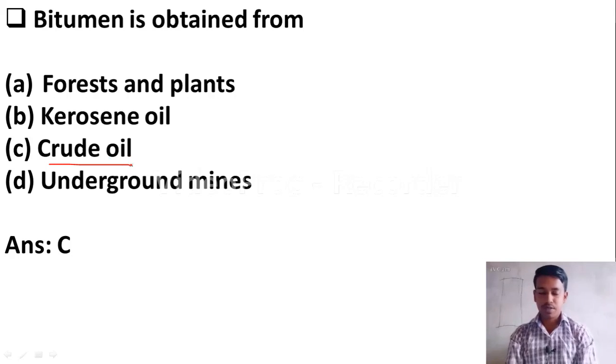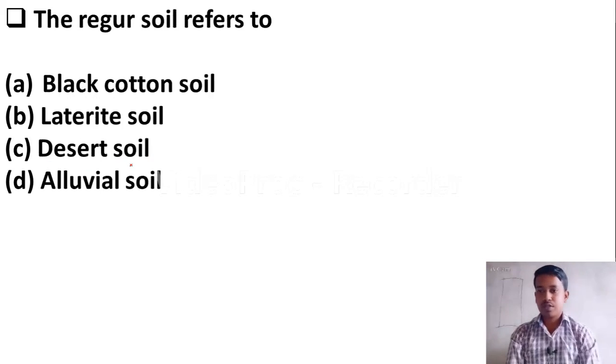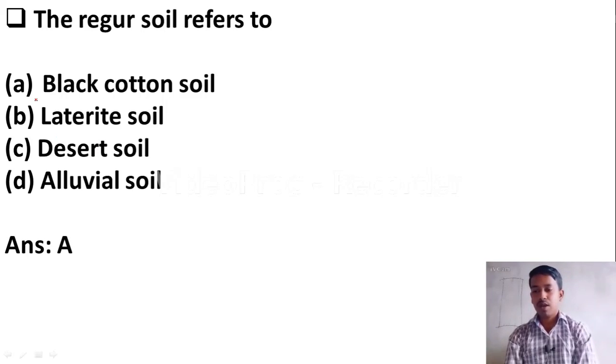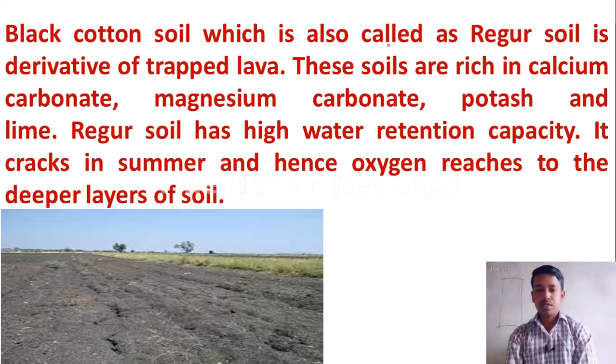Please remember the answer. Next question: the regular soil is referred to as option A black cotton soil, option B laterite soil, option C desert soil, option D alluvial soil. I hope you knew this answer. Regular soil is known as black cotton soil, and black cotton soil is also known as regular soil.